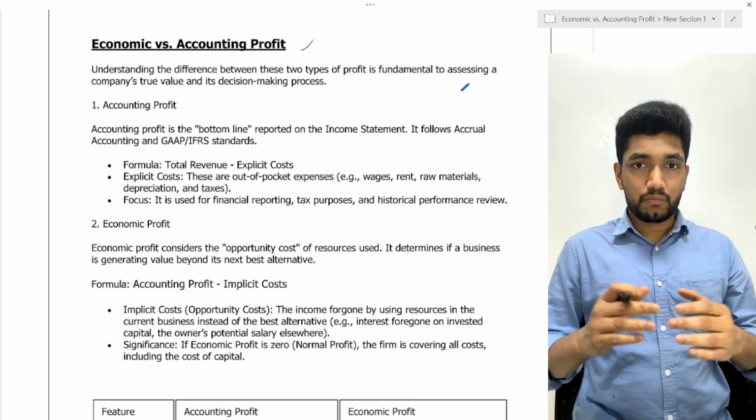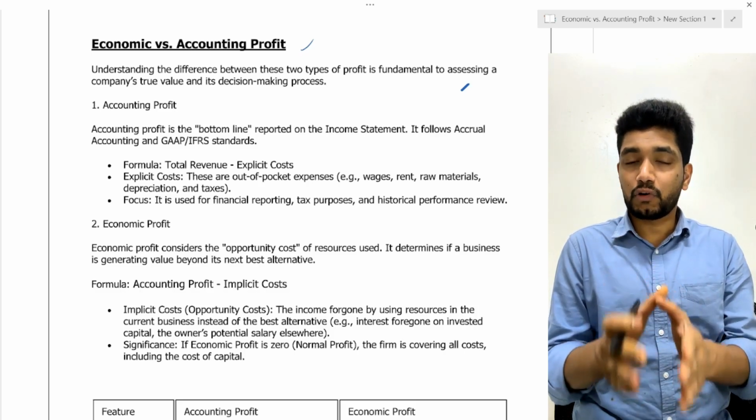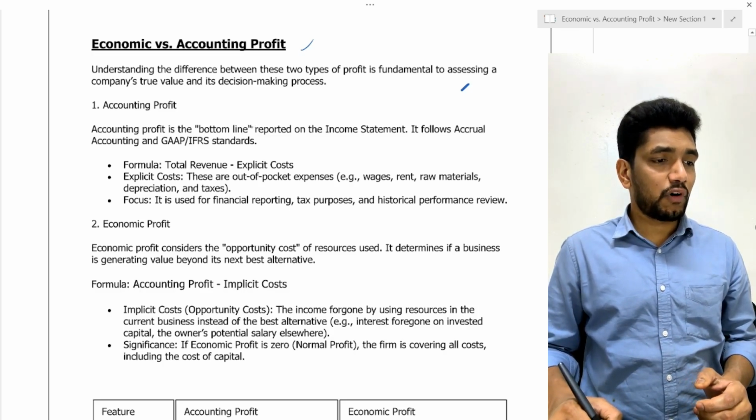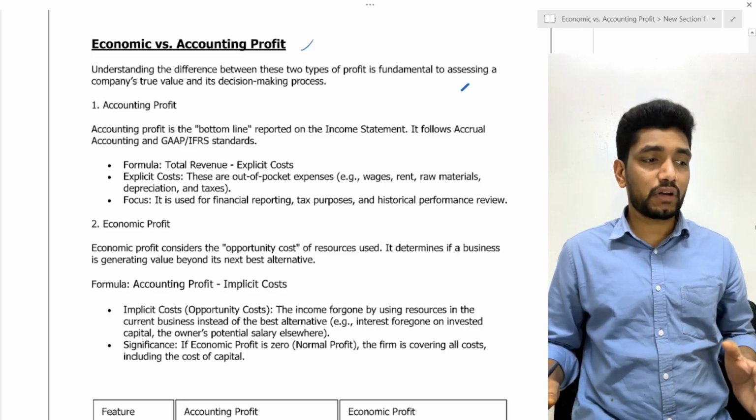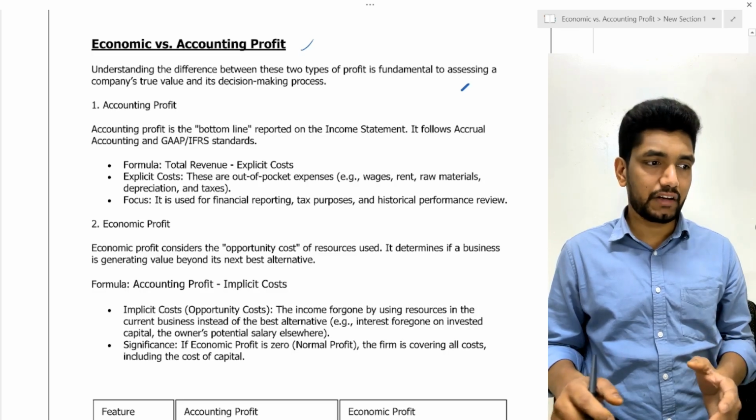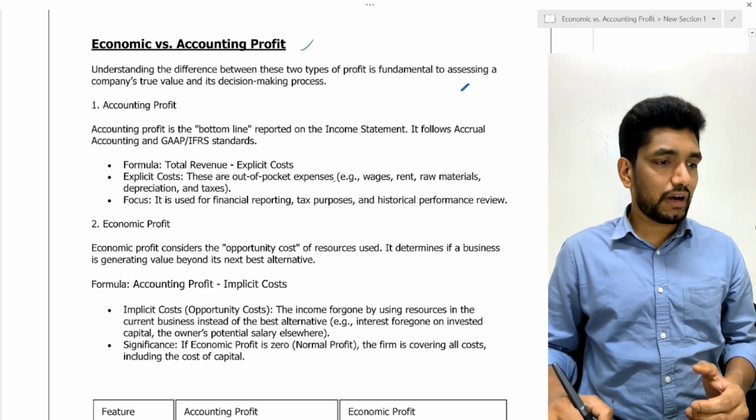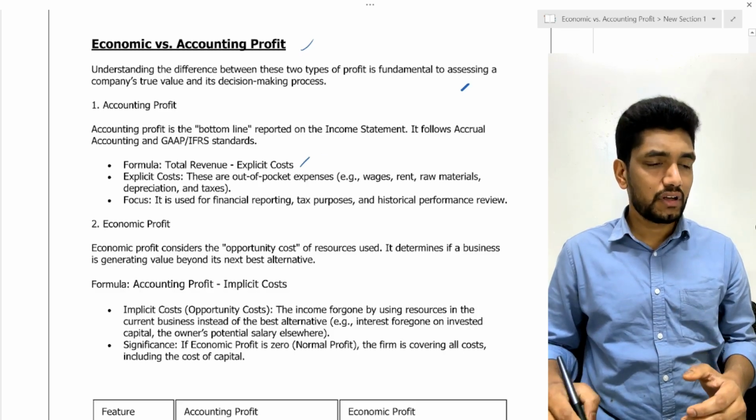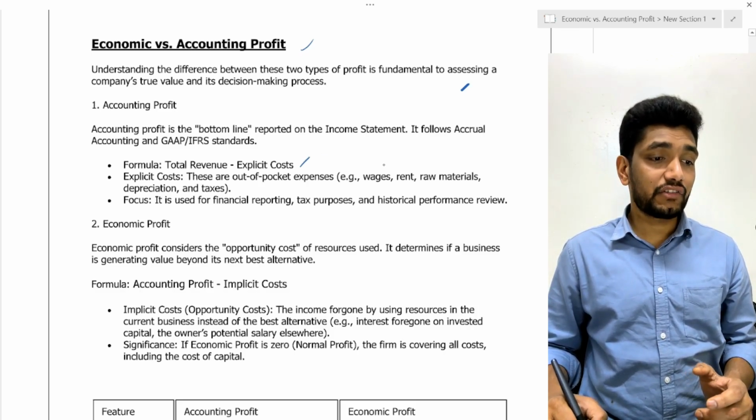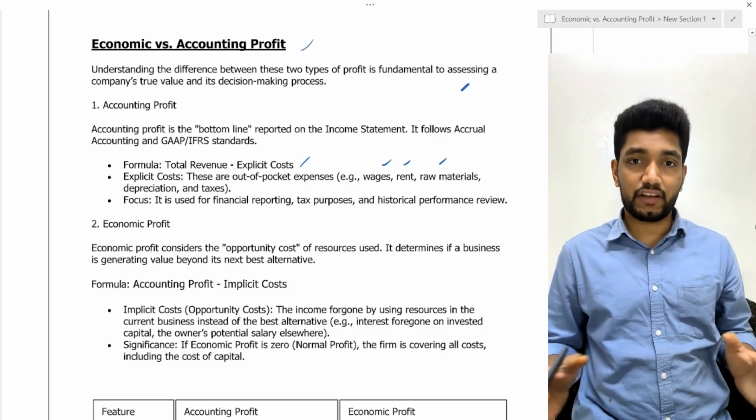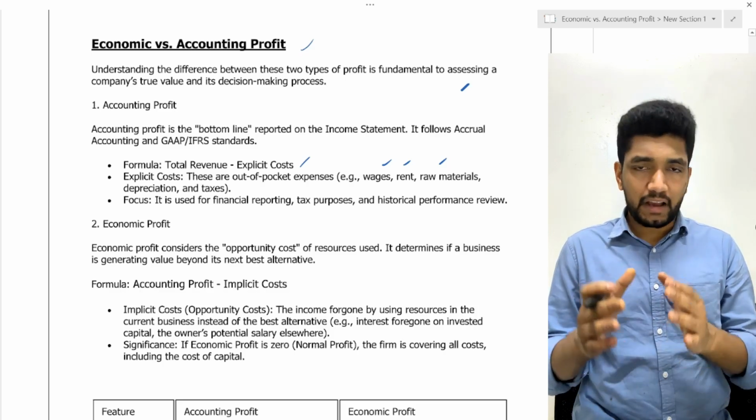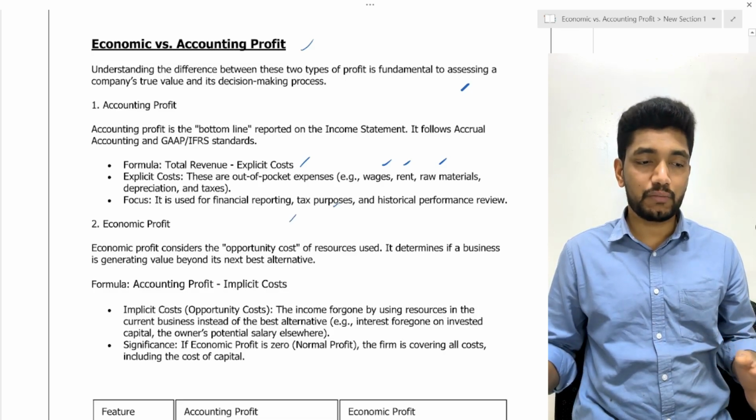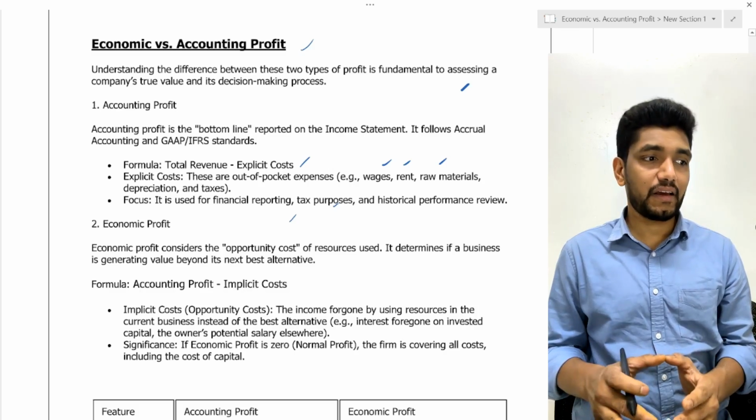The accounting profit is straightforward. This is the profit or loss from the profit and loss account, or the bottom line reported on the income statement. It follows the actual accounting and GAAP or IFRS standard. The formula for accounting profit is total revenue minus total explicit cost, like wage, rent, raw material, depreciation and tax. All these are explicit cost. The accounting profit is used especially for financial reporting, tax purpose and historical performance review. This is about accounting profit.